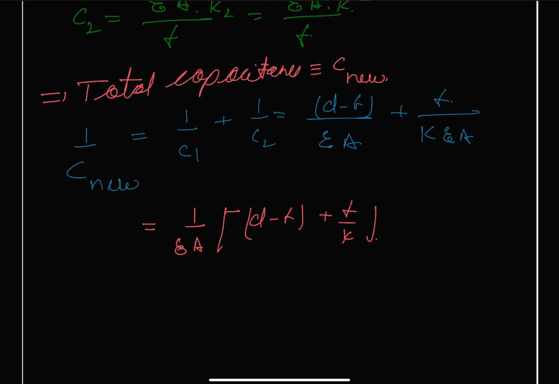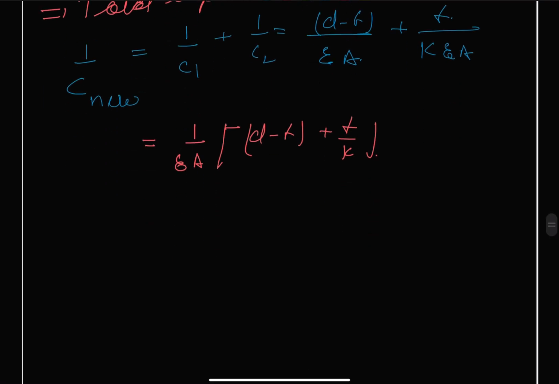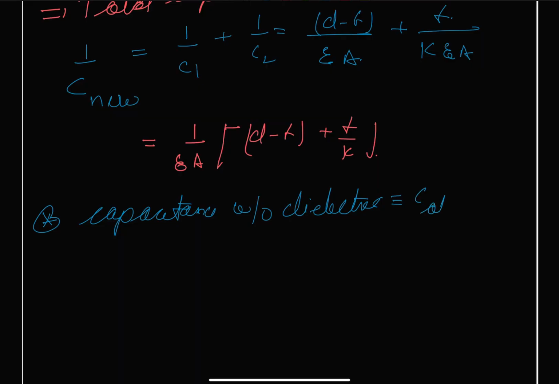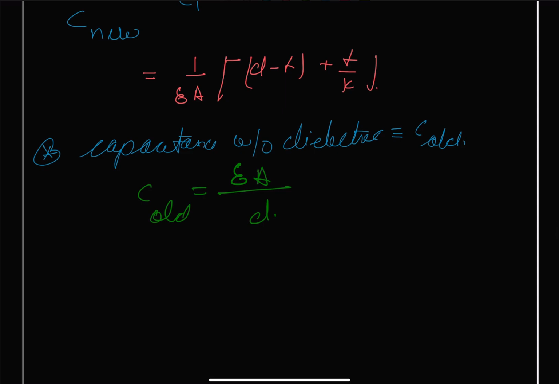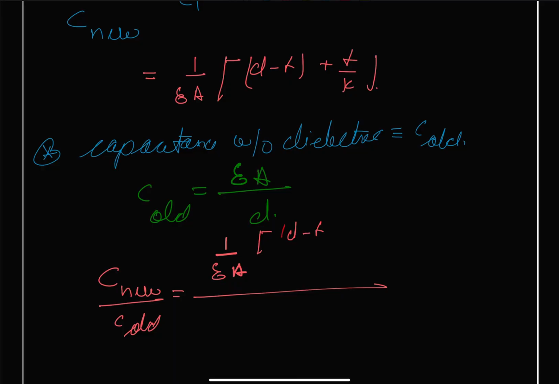And capacitance without dielectric, let us call this C old, and this C old will be equal to epsilon naught A divided by D. So we can just take the ratio. So we get our C nu upon C old. C nu is our 1 upon epsilon naught A times D minus T plus T upon K, and C old is epsilon naught A upon D.